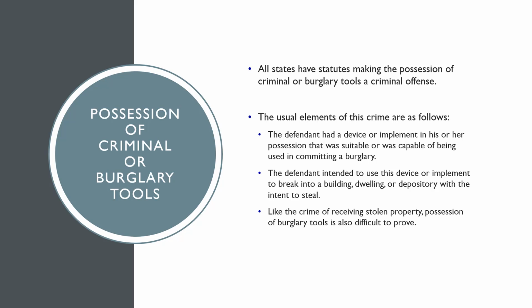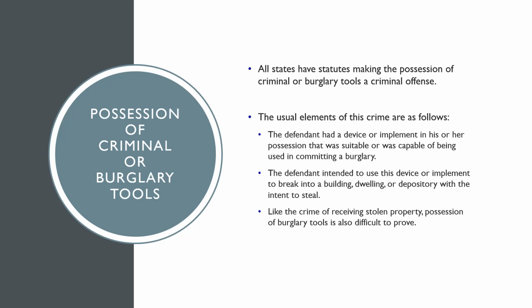The defendant has a device or implement in his or her possession which was suitable or capable of being used in committing burglary. And it's usually something pretty specific, like lock picks, not just you had a crowbar. The defendant intended to use this device or implement to break into a building, a dwelling, or depository with intent to steal.